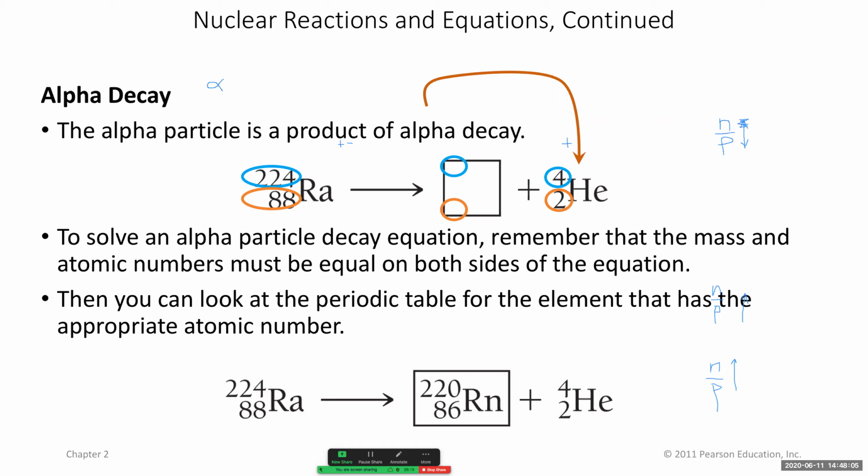And if you have everything except one particle, you can balance either side of this equation. So if we had radon and the alpha particle, we'd know it came from radium 88. So if we didn't know this, you could figure it out if you have those two. If you have the products, you can figure out the reactant. If you have the reactant and the decay particle, you can figure out the daughter radionuclide.